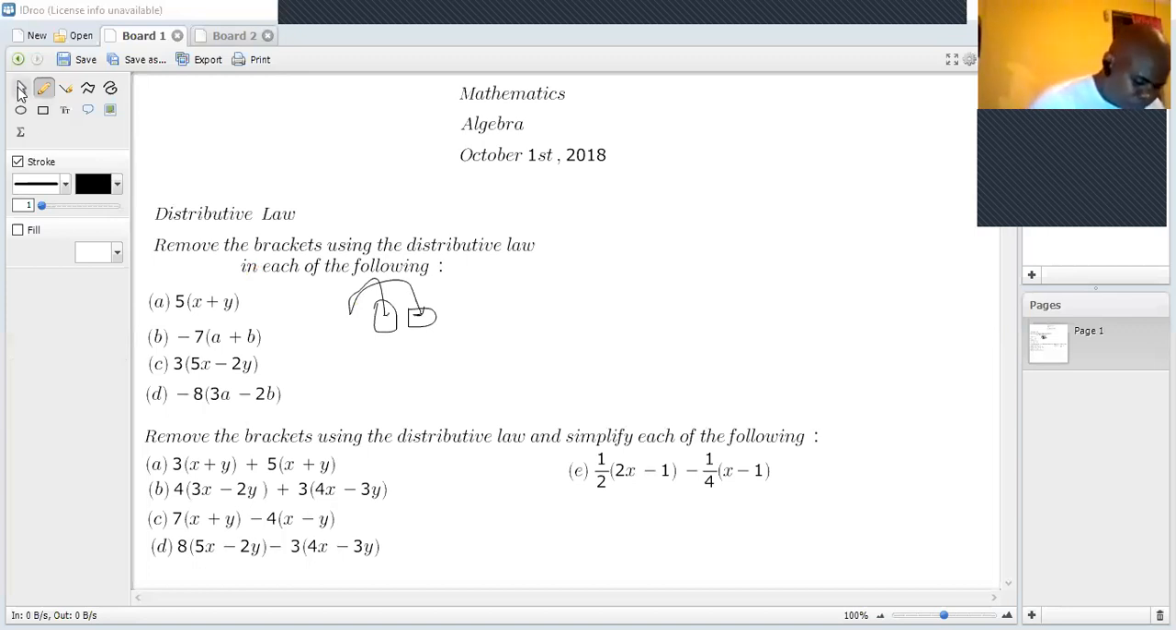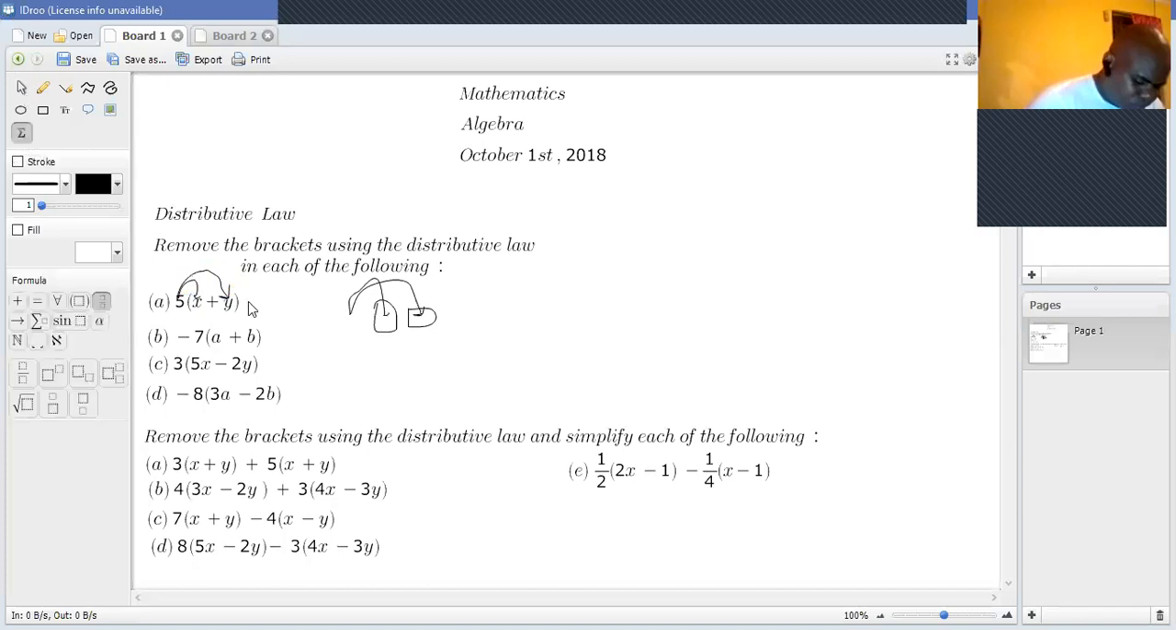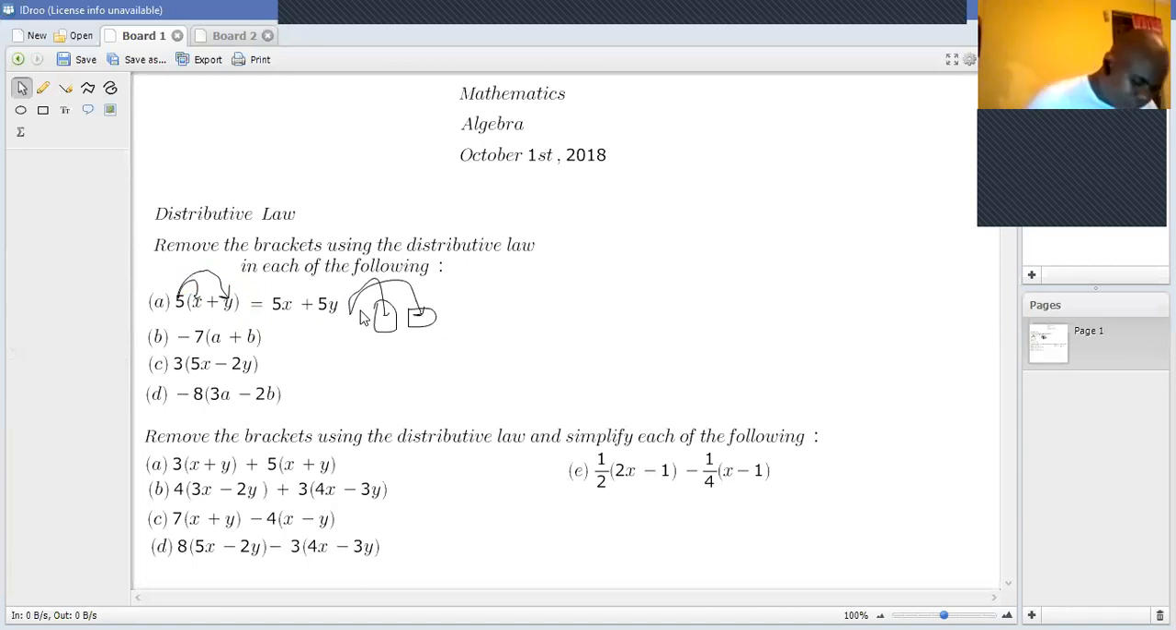Okay. Now, that's distributive law. So we are simply saying, when a number is outside of a bracket, or whatever is outside of a bracket, it means to multiply. Always remember that. So we are saying 5 times the letter x, and the same 5 must be used to multiply letter y. So therefore, your answer will result in 5x plus 5y. Okay, good.